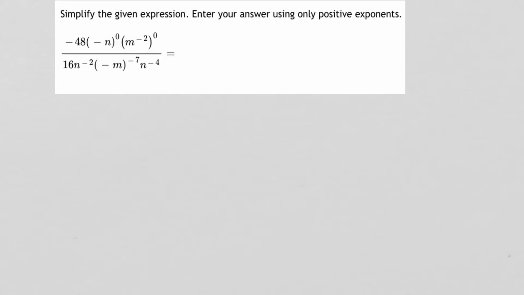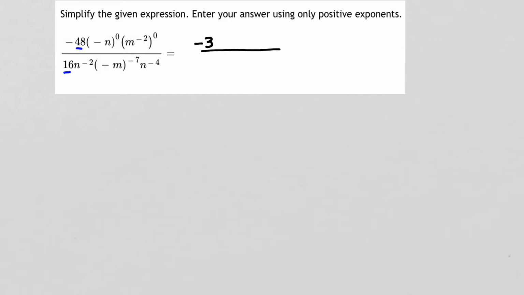So let's see. First thing that I would do to simplify this expression is look at our coefficients, 48 and 16, and simplify those first. So let's begin. We're going to simplify negative 48 over 16. In fact, 16 goes into 48 3 times. So that's going to leave us with a negative 3 over 1. And now we have some more things to do.